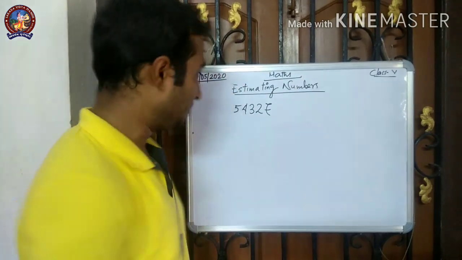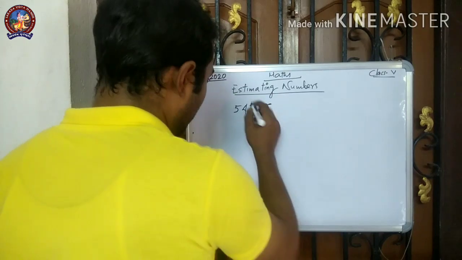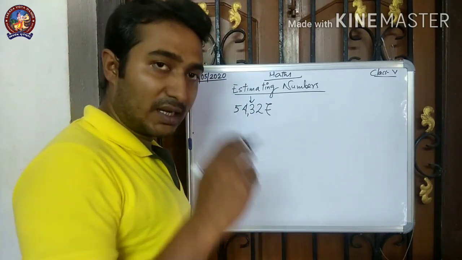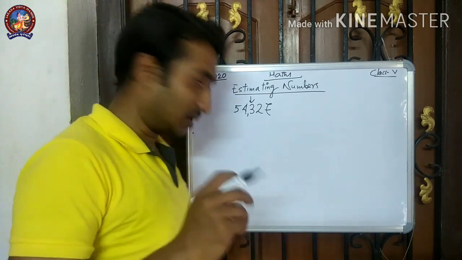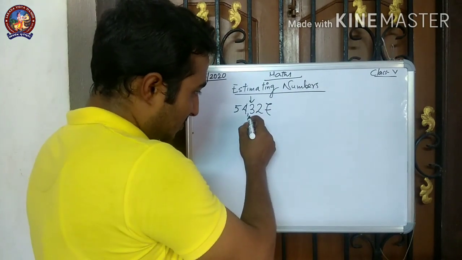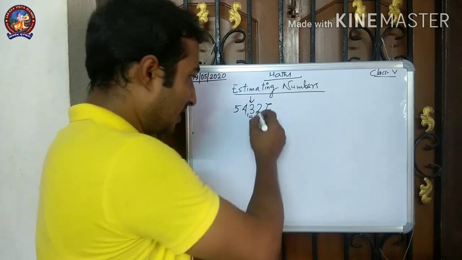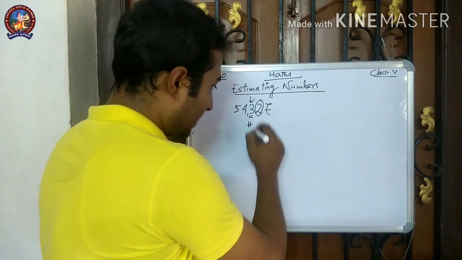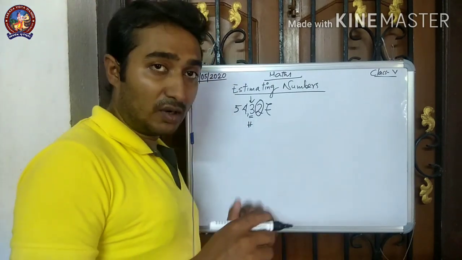Suppose this is a 5-digit number. In this number, suppose we have to round the number at the hundreds place. To do that, remember the rule of 5. The rule of 5 is that whichever position we have to round off at, we have to look at the next number. Here we have to round off at the hundreds position, so we look at the next number, that is 2. Now the rule comes.